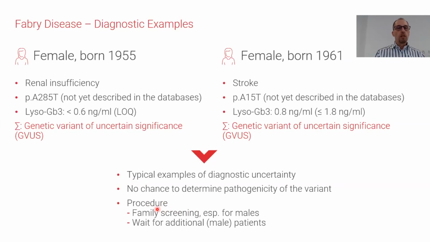So the only chance for the further procedure in those cases is family screening, especially looking for males with the same variant. And if you find male patients with the same variant and a clearly diminished enzyme activity, then you can reclassify this variant as likely pathogenic or pathogenic. And if you don't find any males in the family, then you have to wait that an additional male patient will be diagnosed with that mutation, which is not sure, because I told you about the high proportion of private mutations.